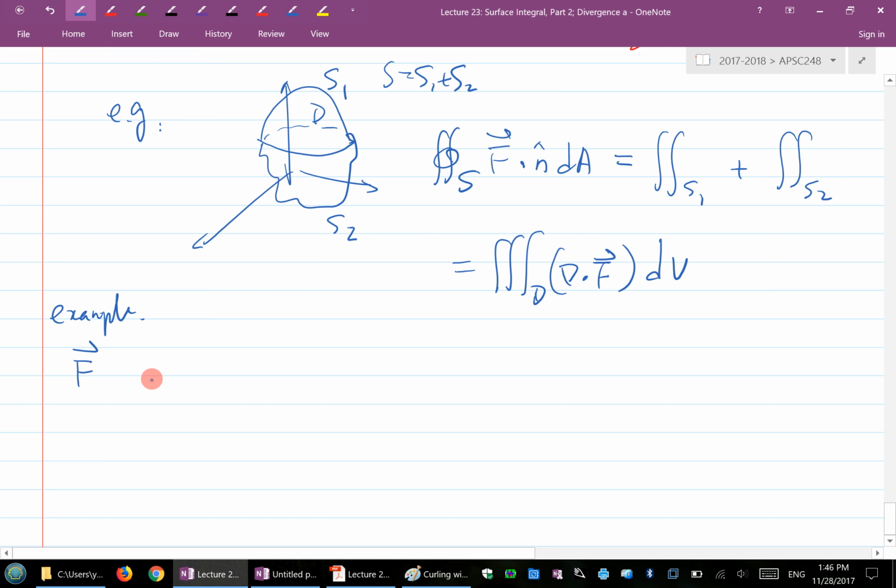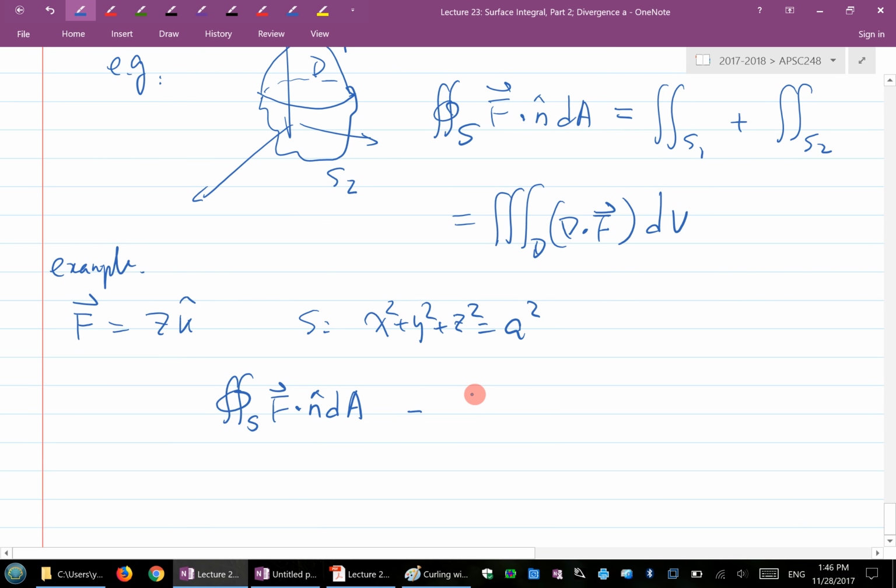So we'll do a very quick example here. F equals z k hat, and S is x squared plus y squared plus z squared equals a squared. So it's a sphere. Then what is the net flux out of this spherical surface? As I said, you can calculate the surface integral directly, but maybe I will try the divergence theorem for this question.